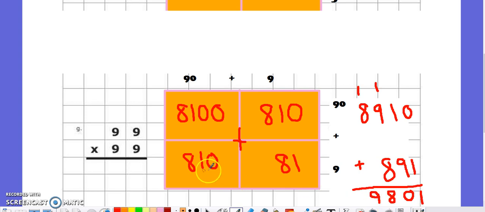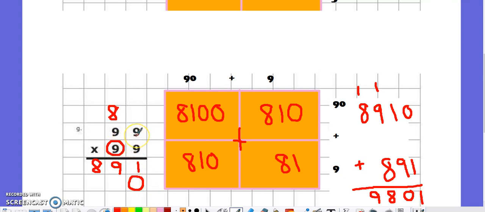Now let's check it out with the standard algorithm. 9 groups of 9 is 81, or 8 tens, and 1 in my ones. 9 groups of 90 is 810 plus 1 more, so 81 plus 8 more, 82, 83, 84, 85, 86, 87, 88, 89. And then because this number in the tens is not actually worth 9, but it's worth 90, I pull a 0 down here to hold place value.